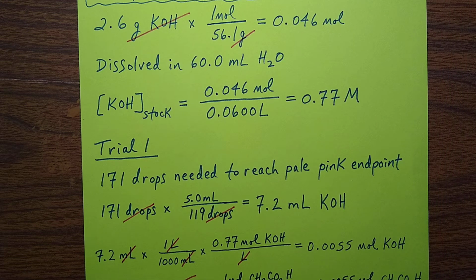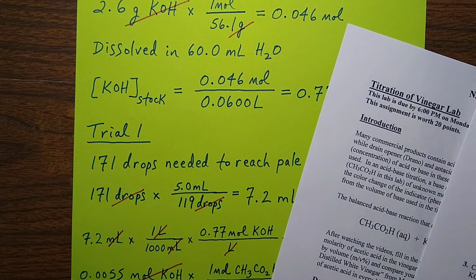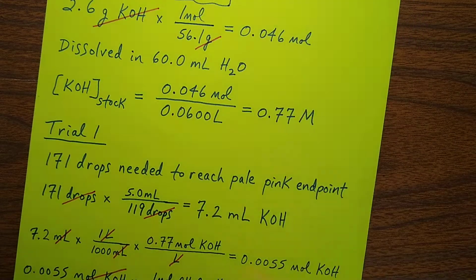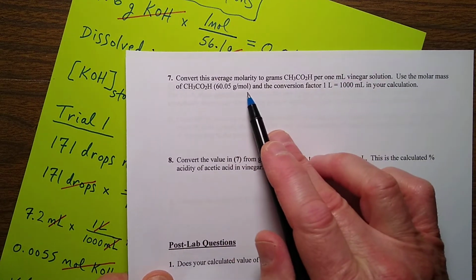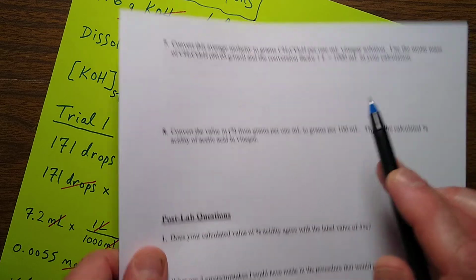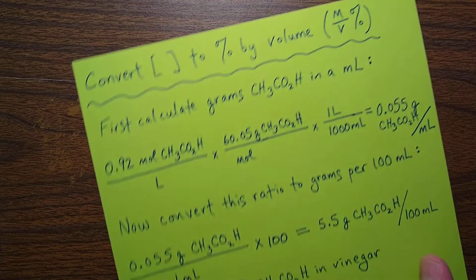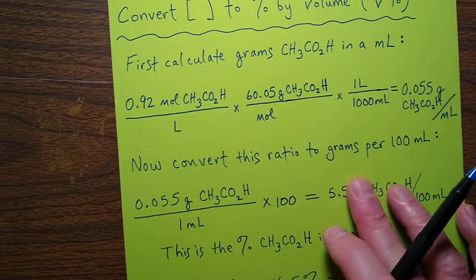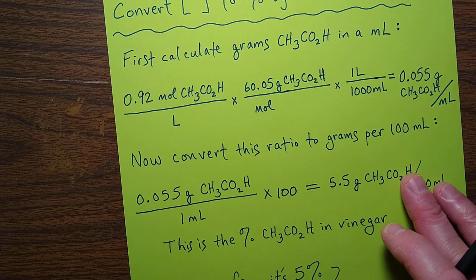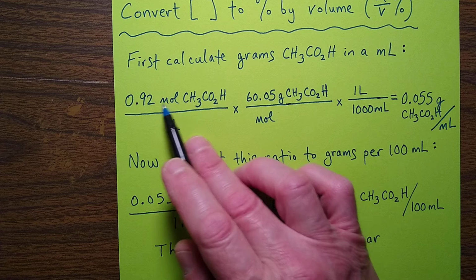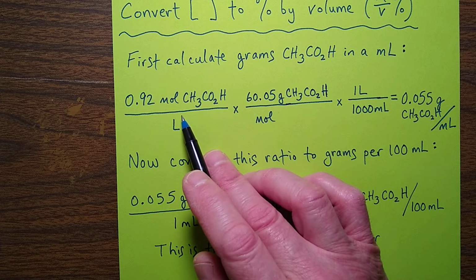The next thing you got to do in the calculations, if you look on number 7, says, convert this average molarity to grams per 1 mil and then grams per 100 mils. So let me show you those last 2 steps here. So once you get your average molarity, let's just say, for instance, that this was my average molarity. So 0.92 moles per liter.